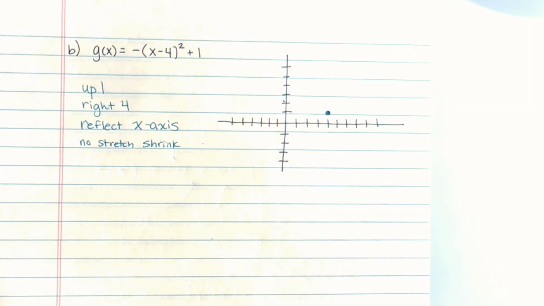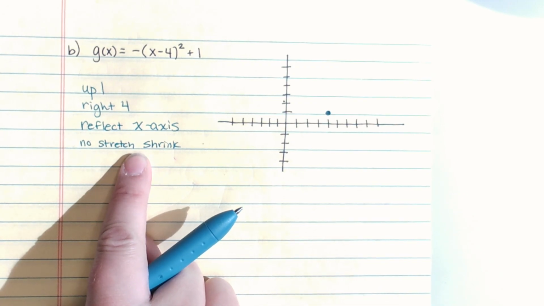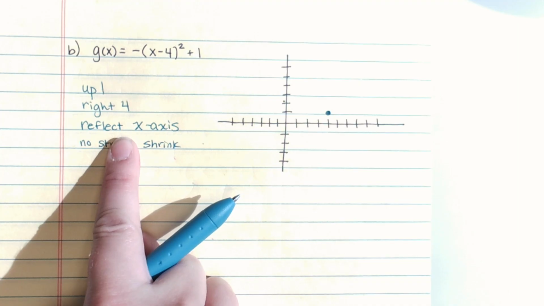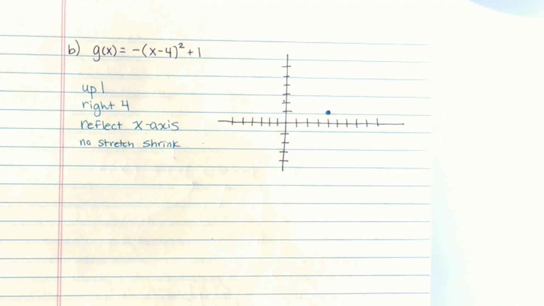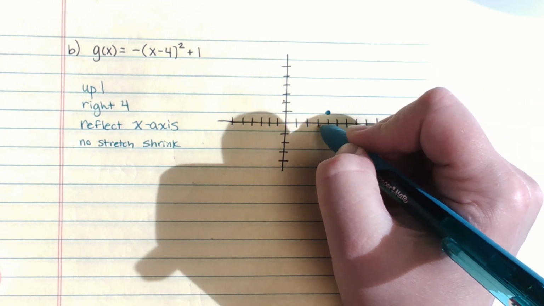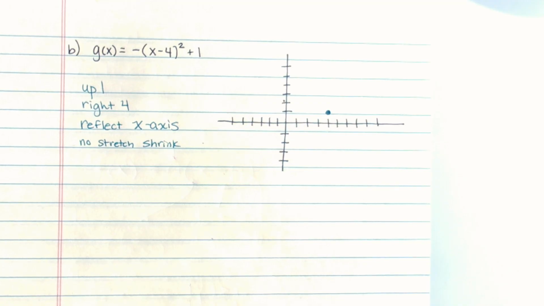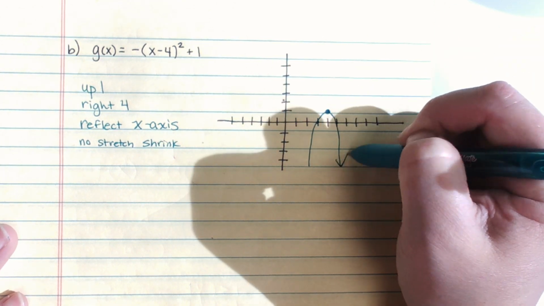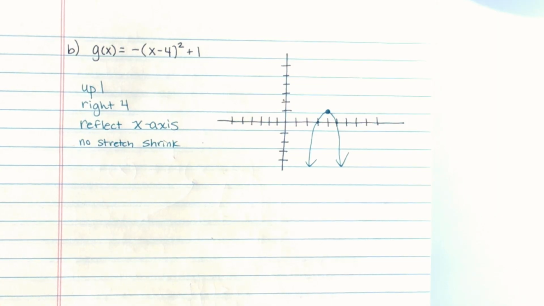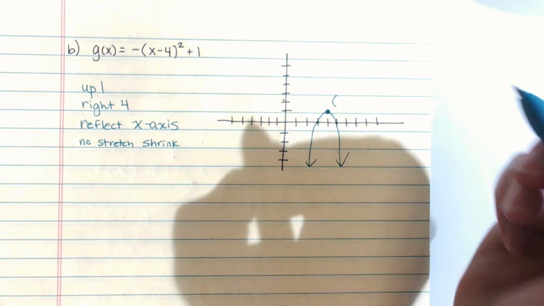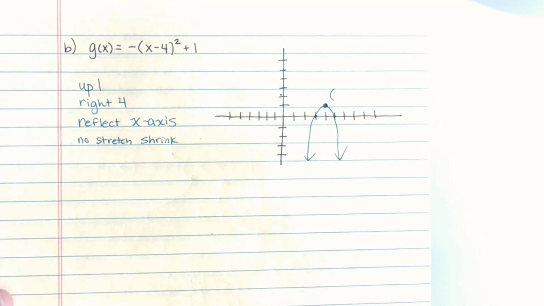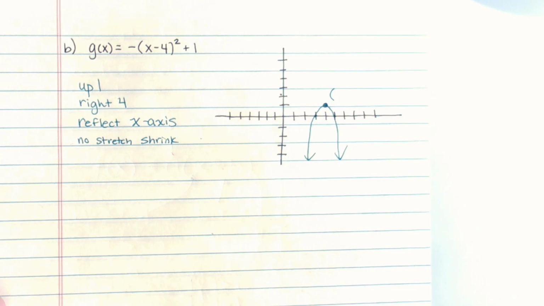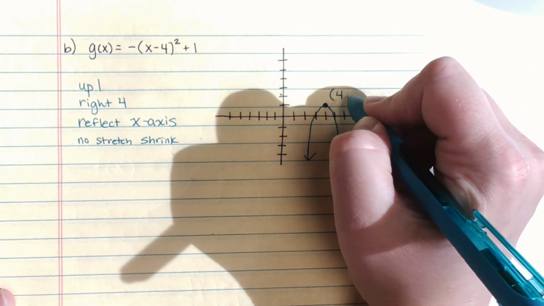Now I need to make my U. There's no stretch or shrink, so I don't have to worry about skinny or wide. But it does flip over, which means instead of opening up like an upwards U, it's upside down. Now, if you're wanting to make sure you don't get it too wide or too narrow, something that has no stretch or shrink just goes 1 diagonal. I'm not looking for perfect. So if it's not perfectly 1 diagonal, it's not the end of the world. Where's my vertex? 4, 1.